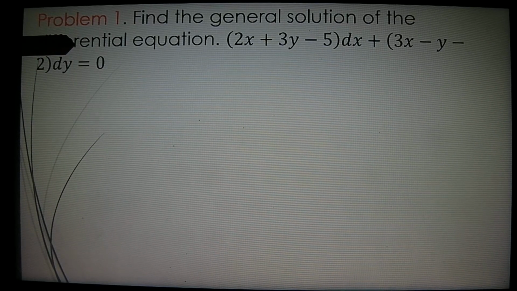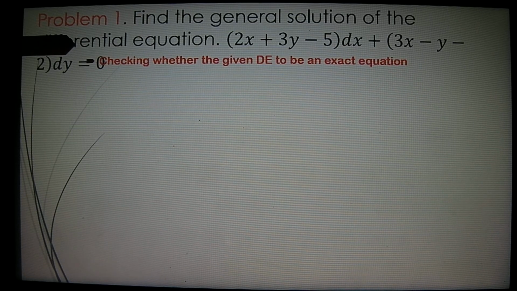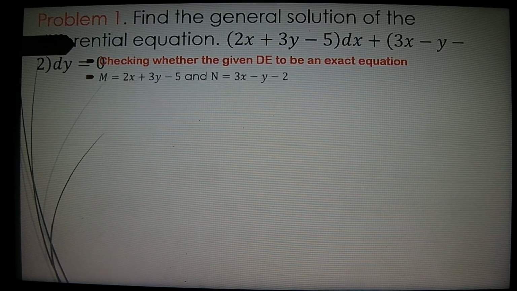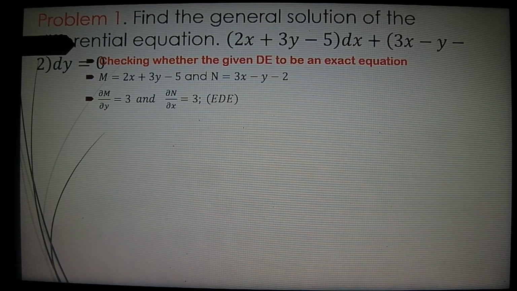Let's say find the general solution of the differential equation (2x + 3y - 5) dx + (3x - y - 2) dy = 0. Again, we shall be testing whether the given DE is an exact equation. First, we identify M, which is 2x + 3y - 5, and N to be equals to 3x - y - 2. And then we get the differential of M with respect to y, wherein x is constant.